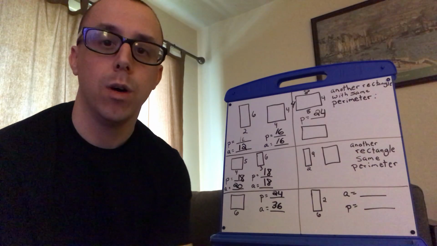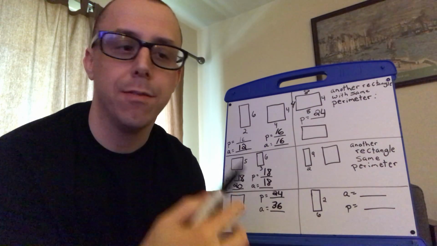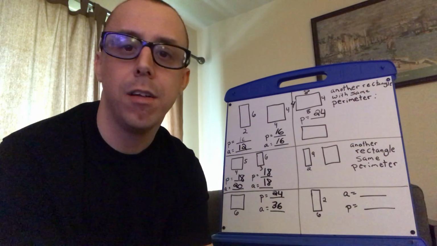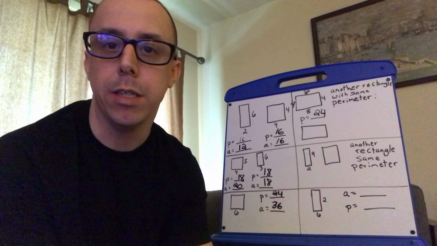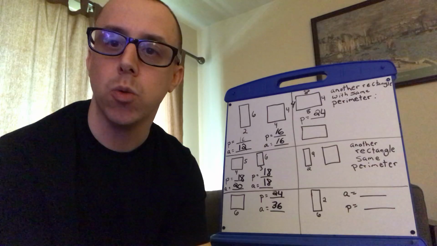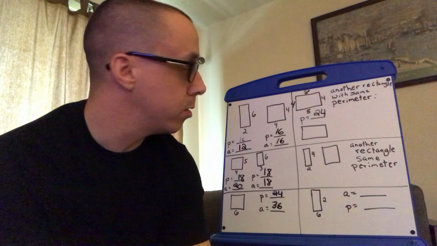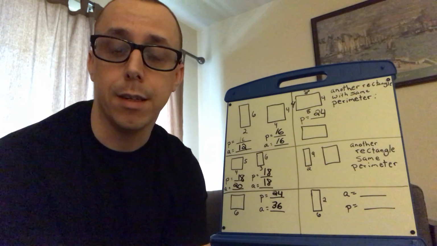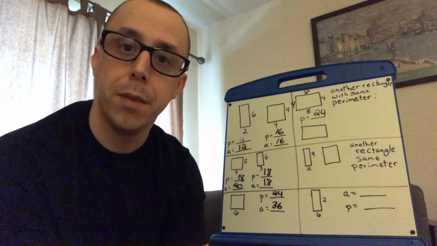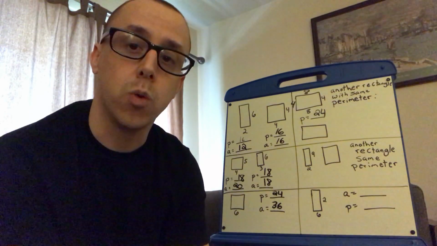All right, now I would look through my choices and I would have to try each one out. Trial and error. Whenever you're given problems like this, trial and error is a very good strategy. You just try each one until you find which one is correct. So to find another rectangle with the same perimeter, I needed to add up to 24.